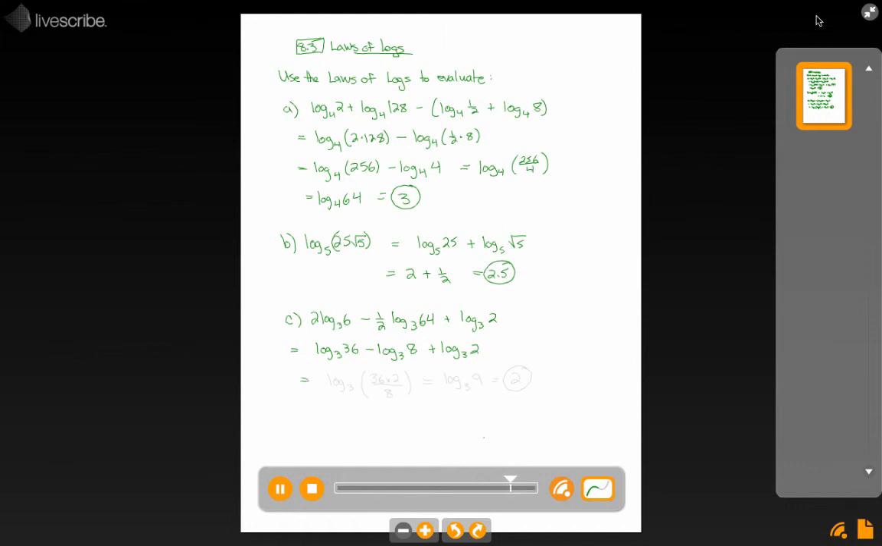But now that they're all log base 3 and they're all inside the logs, I can say this is log base 3 of 36 times 2 over 8. Positive ones go on top, negative ones go on the bottom. The log base 3 of 72 over 8 is 9. And the answer to this, as much as we might have had some bad decimals to begin with, the final answer is actually just a nice number like 2.